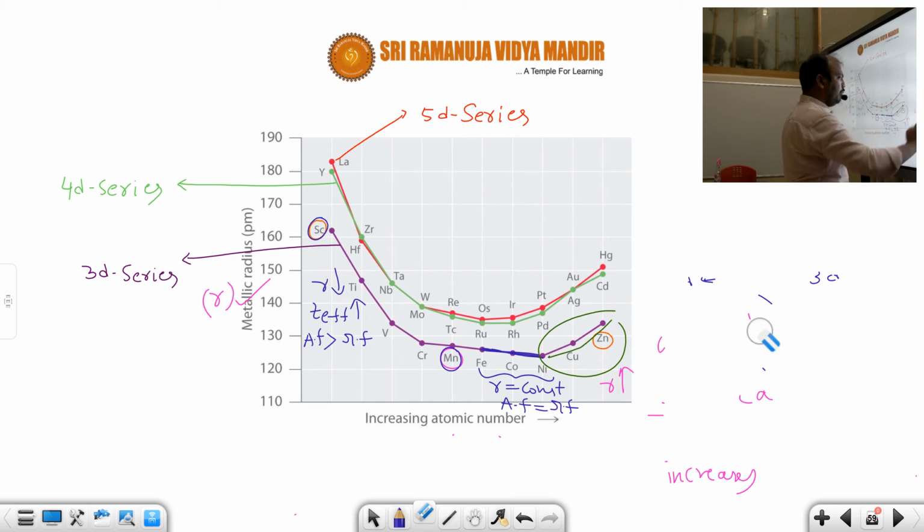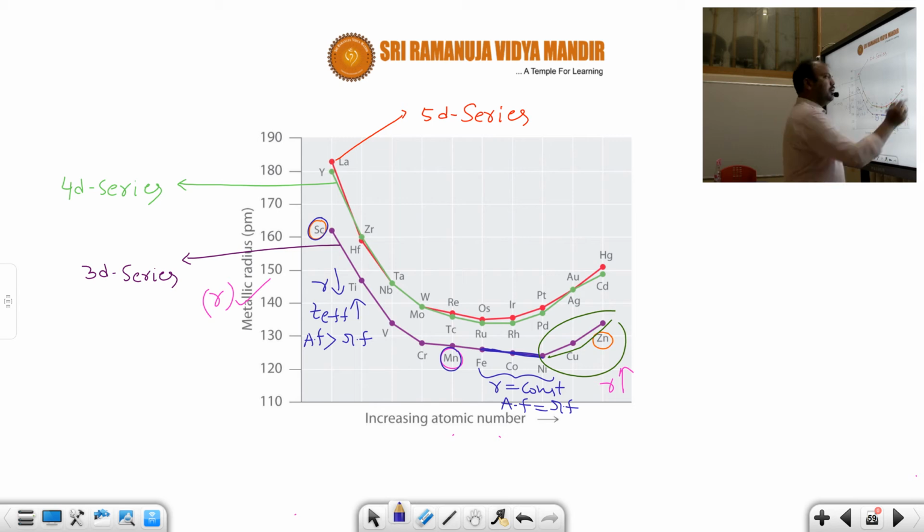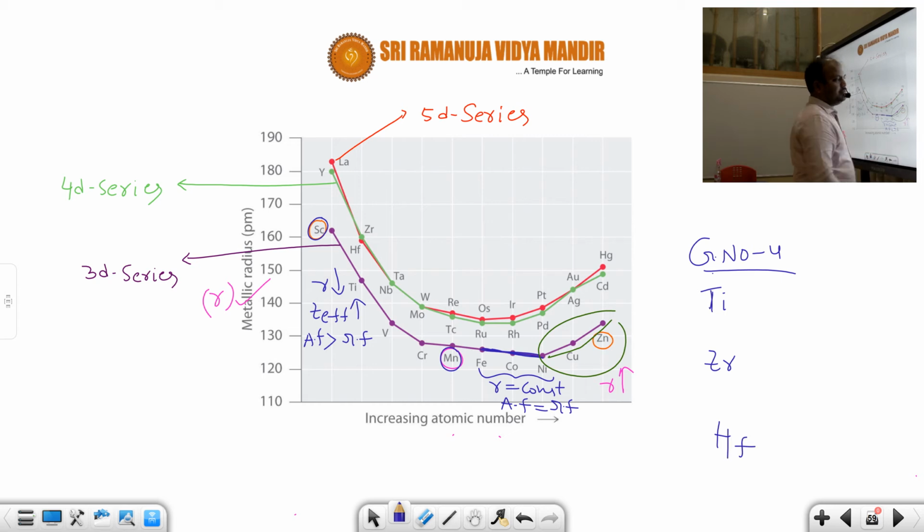But if you take group number 4, what happens? Titanium, zirconium, hafnium. Titanium has atomic number 22, zirconium atomic number 40, and hafnium atomic number 72. Titanium is a 3d series element. Zirconium is a 4d series element. Hafnium, we know, is Hf.